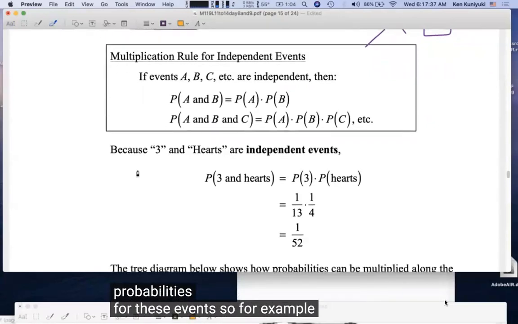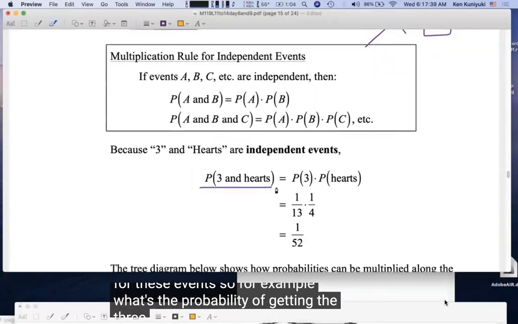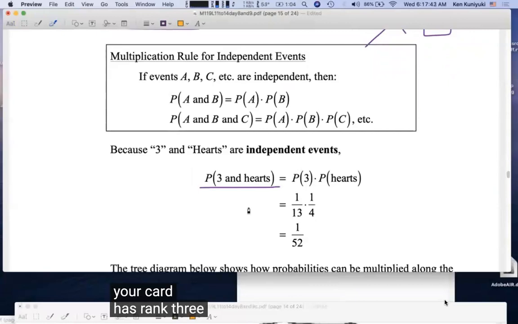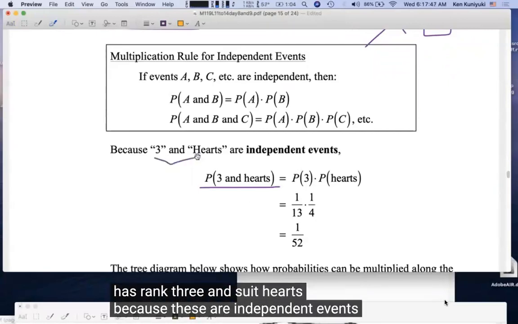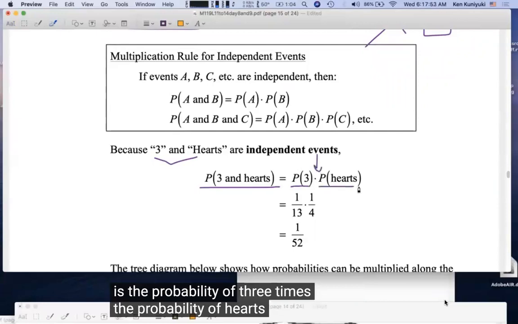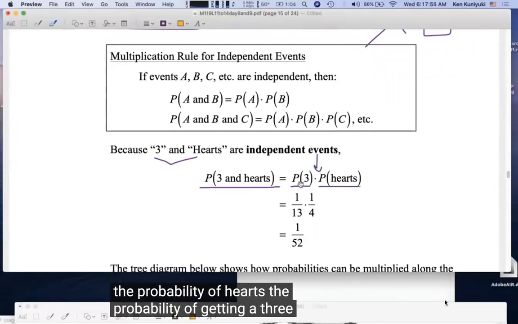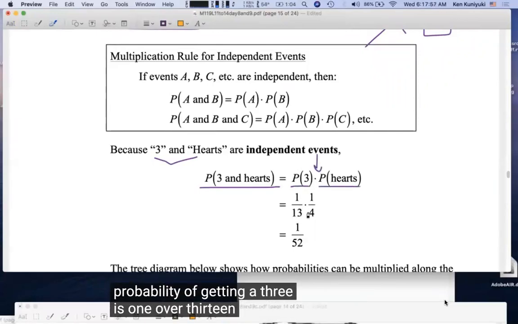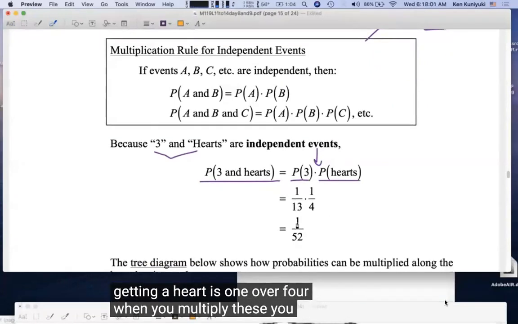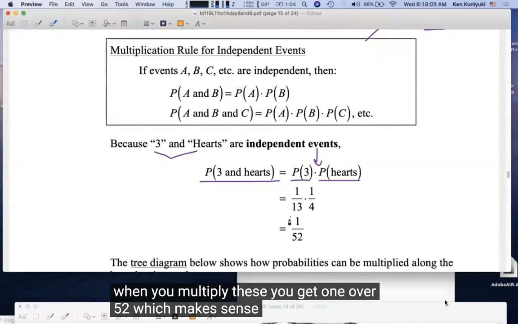So for example, what's the probability of getting the 3 of hearts? The probability that your card has rank 3 and suit hearts. Because these are independent events, it's the probability of 3 times the probability of hearts. The probability of getting a 3 is 1 over 13. The probability of getting a heart is 1 over 4. When you multiply these, you get 1 over 52, which makes sense.